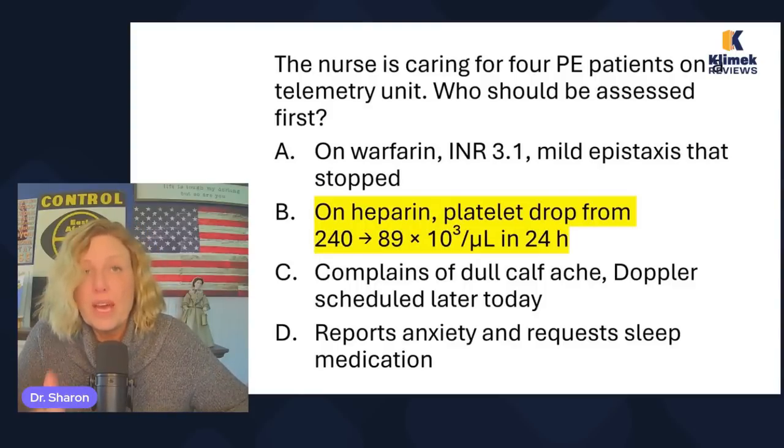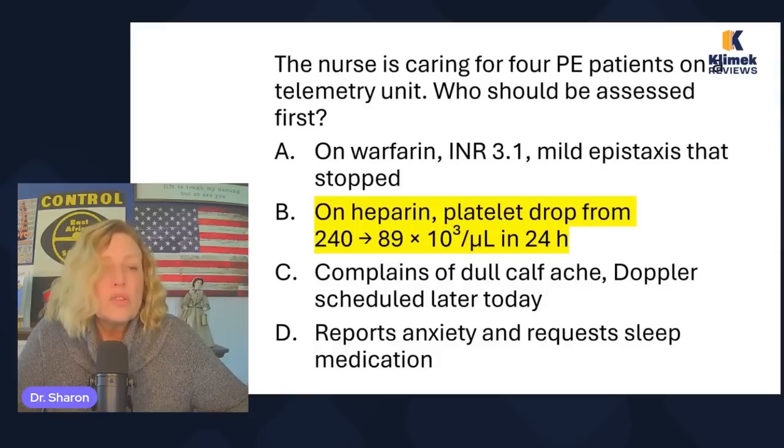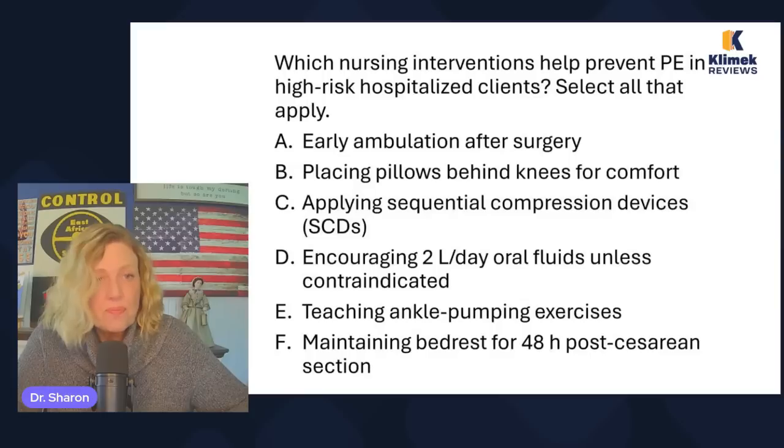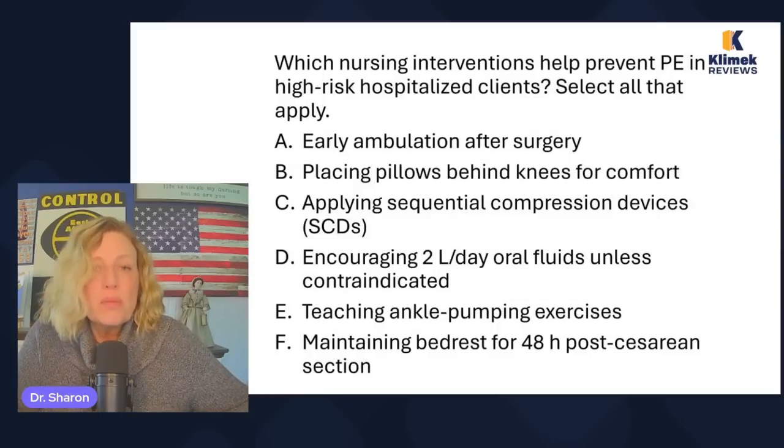Thrombocytopenia, that vocabulary word means low platelets. Normal platelet count is 150 to 400. Okay, 150 to 400. So it went from normal 240 to 89, which is quite low. Which nursing interventions help prevent PE in high-risk hospitalized clients?